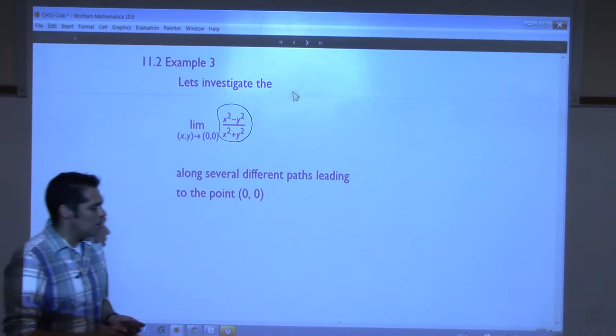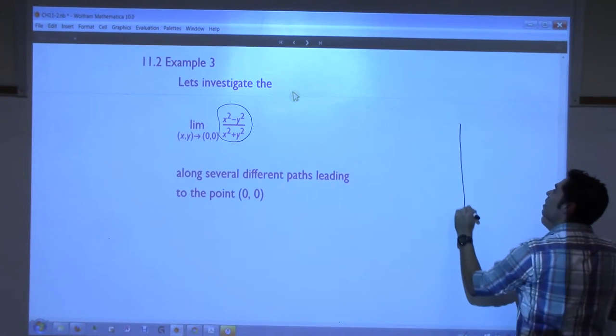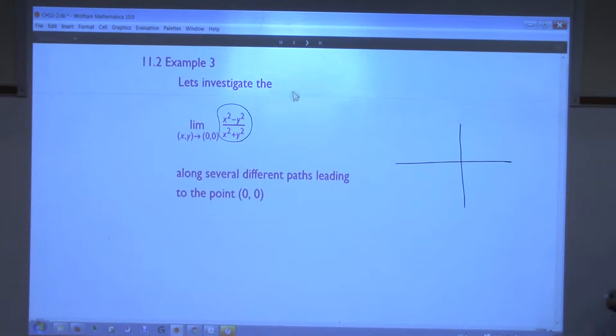So let's try one of the first paths that you'll want to come in on. Remember, I'm in two-dimensional space. What point am I approaching? I'm approaching the point 0, 0, which is right here.